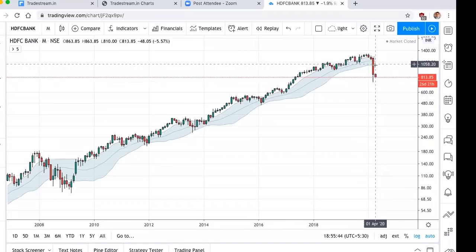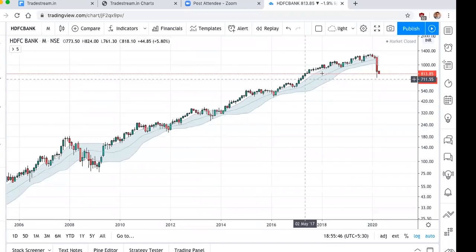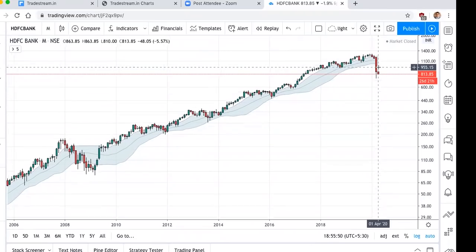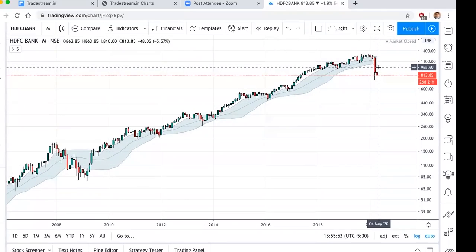Now it's in fact the first time since 2008 that it's actually breached the lower Bollinger Band. So this is not a stock that would show up as a buy at any point.